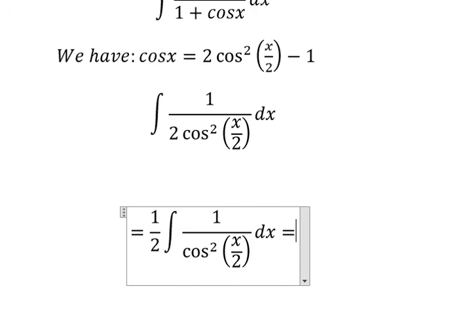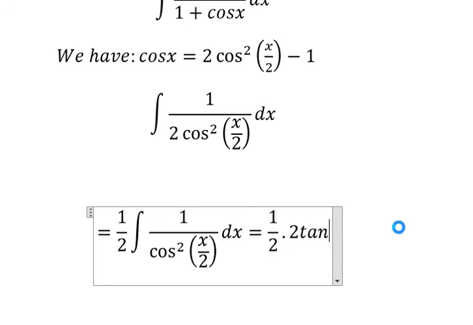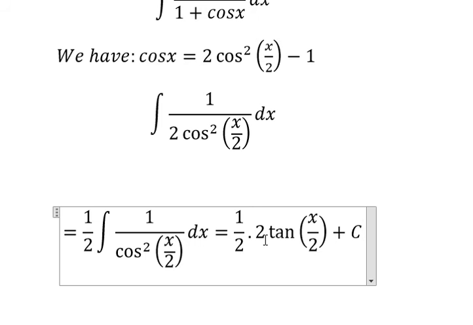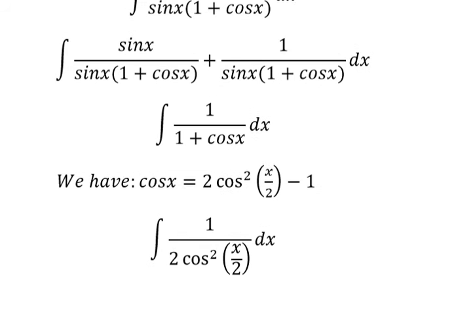And now we can get the final result. The integral of 1 over cosine x over 2 to the power of 2 dx is about 1 over 2 multiplied with 2 times x over 2. This one we simplify. Now we move for this one.